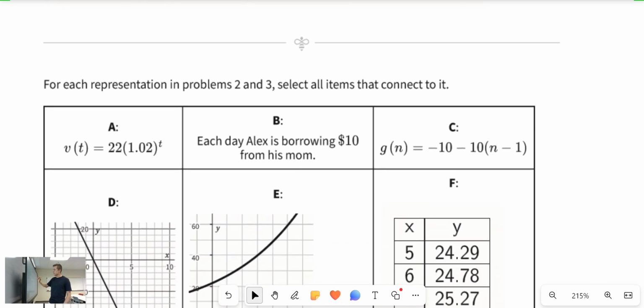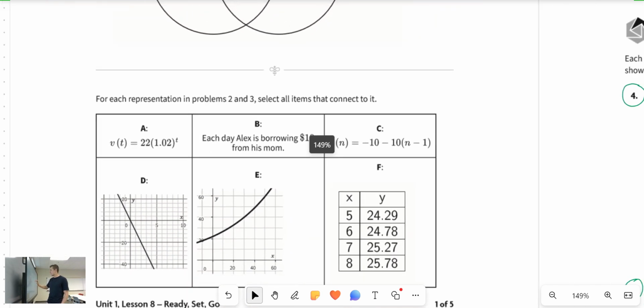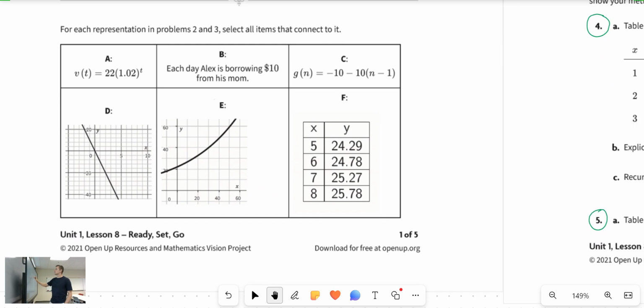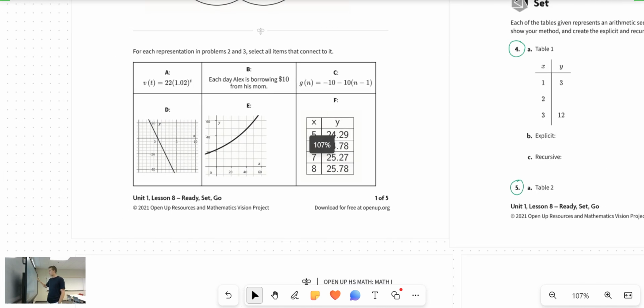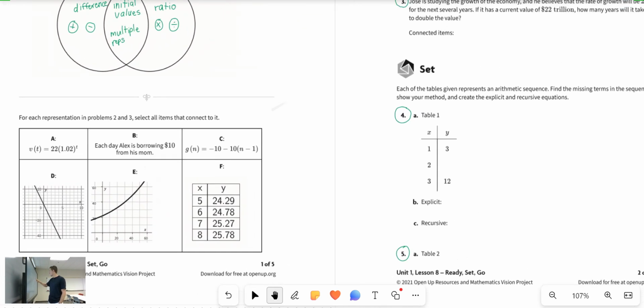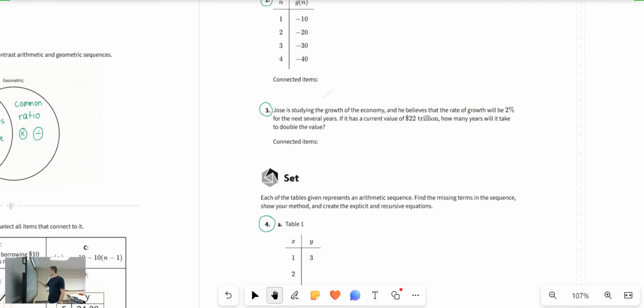All right, so we'll move on to number 2. I believe we're doing 1 through 6 and then number 10. So here we go. For each representation in problems 2 and 3, select all items that connect to it. So here are our items, A, B, C, D, E, F. But unfortunately, problems 2 and 3 are on the next page. So we're going to move over to be able to see 2 and 3, and we'll come back and visit.